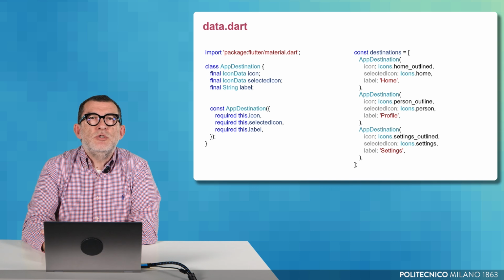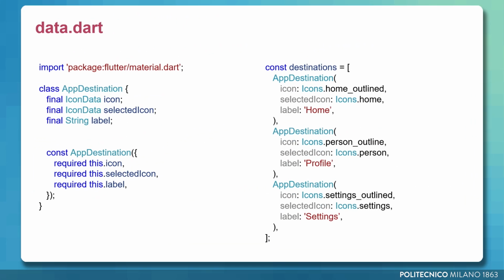We need to manage two different layouts, a bottom navigation bar and a navigation rail, which can be compact or extended. We split the code into two files. Even though the navigation bar and the navigation rail represent the same elements, they require different widgets, NavigationDestination and NavigationRailDestination, respectively.